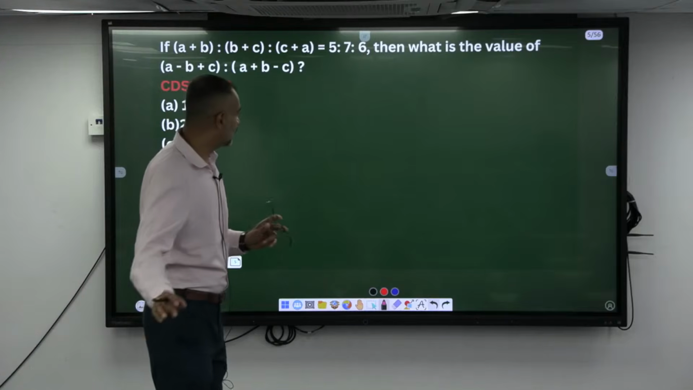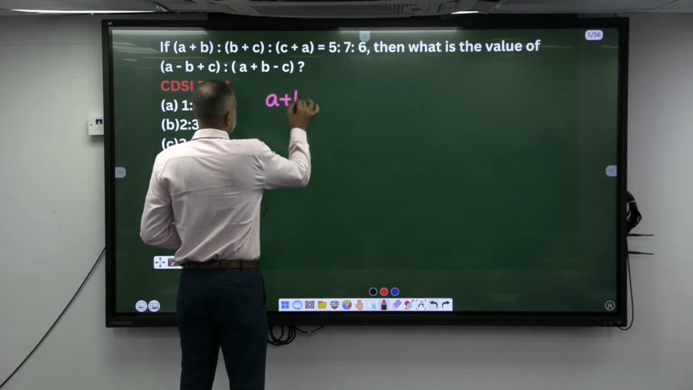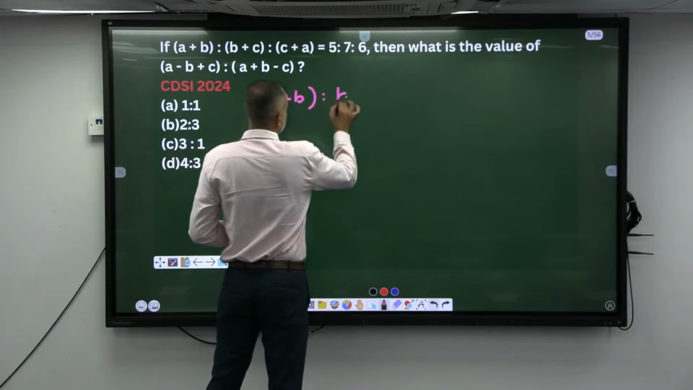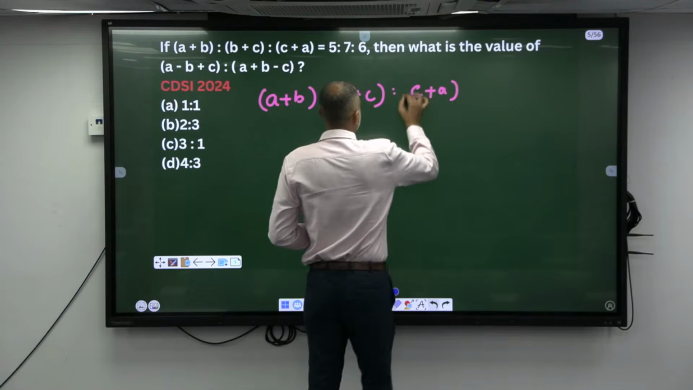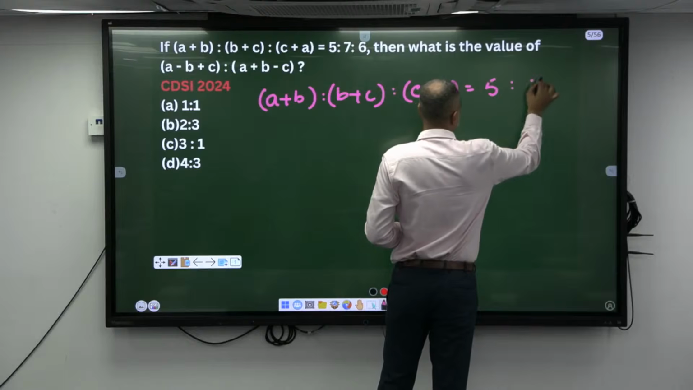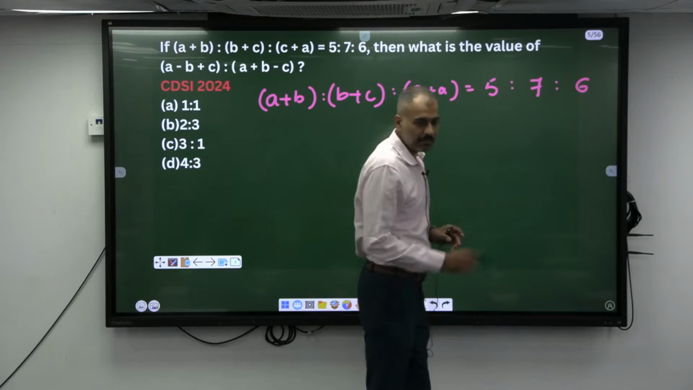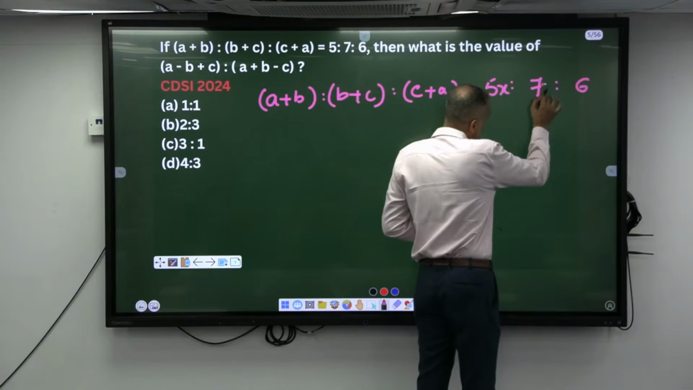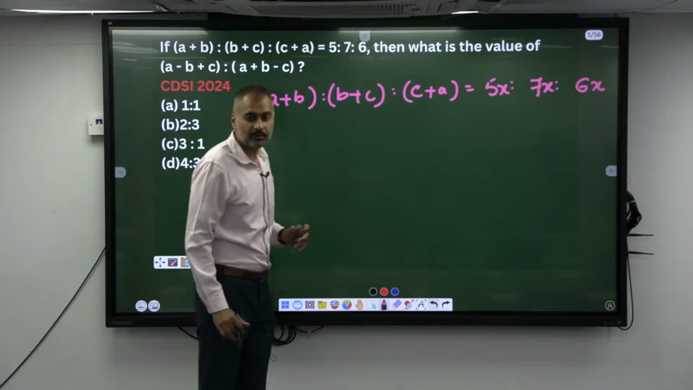Okay, look here now. I'll give you the approach here. A plus B is to B plus C is to C plus A is equal to 5 is to 7 is to 6. They are in the ratio, right? There must be a common factor x here somewhere like this. So I can consider 5x, 7x, 6x, isn't it?